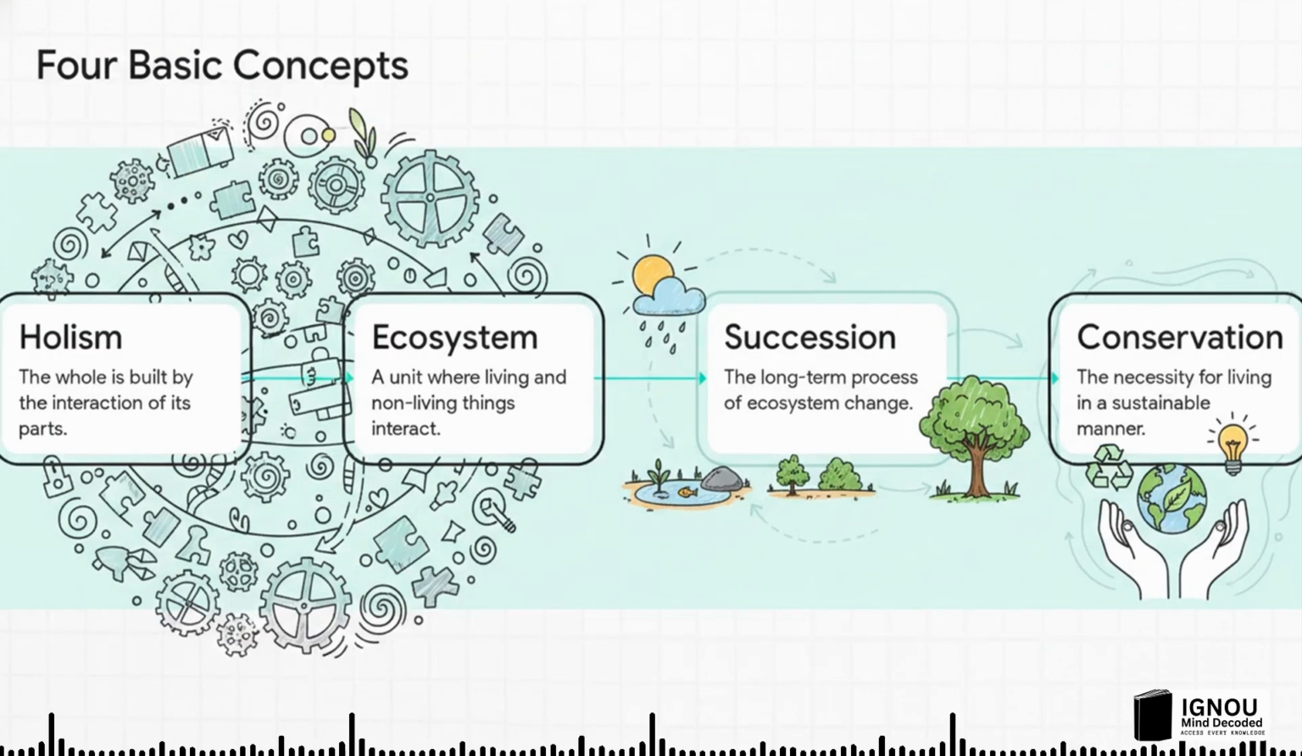Now, to really understand ecology, you need to get these 4 big ideas, or basic concepts. According to the ecologist R. Misra, these are the pillars of ecology. Let's break down what holism, ecosystem, succession, and conservation really mean.